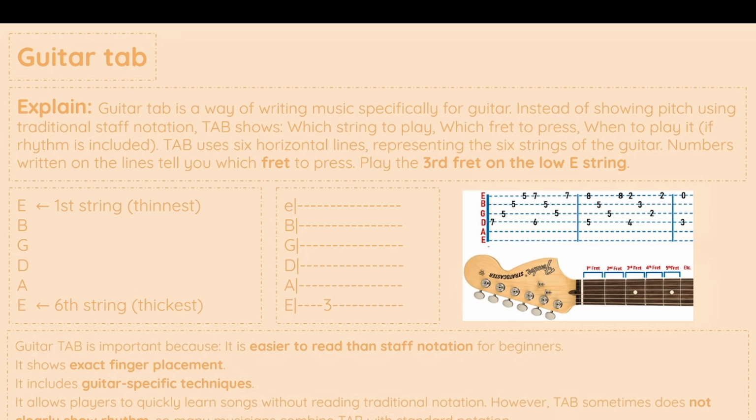Guitar tab is important because it's easier to read than staff notation for beginners. It shows exact finger placement, it includes guitar-specific techniques, and it allows players to quickly learn songs without reading traditional notation. However, tab sometimes does not clearly show rhythm, so many musicians combine tab with standard notation.